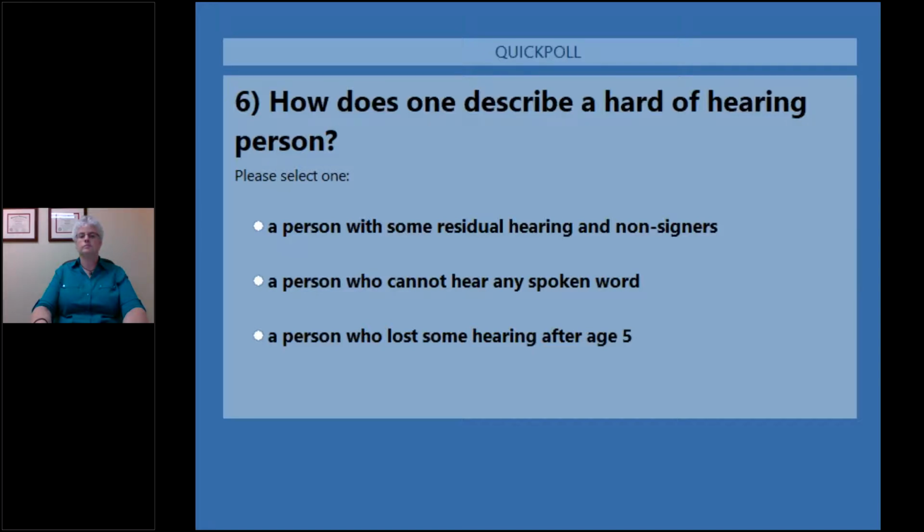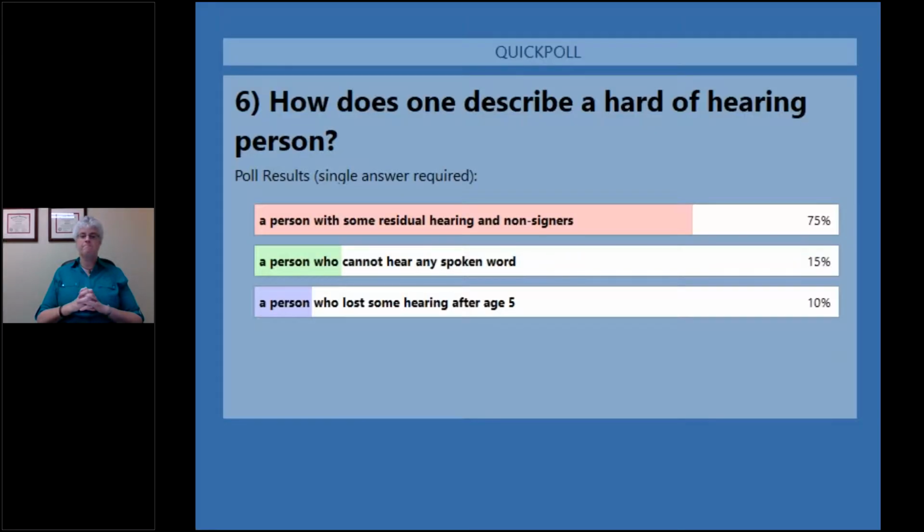We are almost at 50%. Thank you so much for everybody for participating. All right, we are almost fully 100% participation. I'm going to close this and share the results. It looks like 75% of the people on the line said that it's a person with some residual hearing and non-signers. 15% selected the second option, a person cannot hear any spoken words, and 10% said a person who lost some hearing after age 5, I believe that says. Okay, I will hide this so we can see Holly.